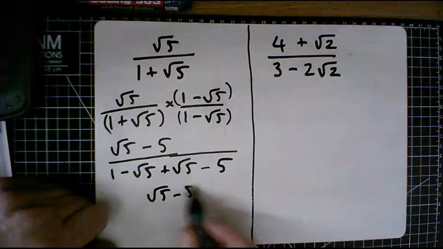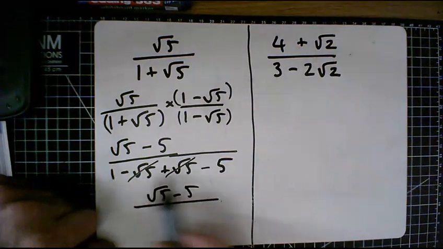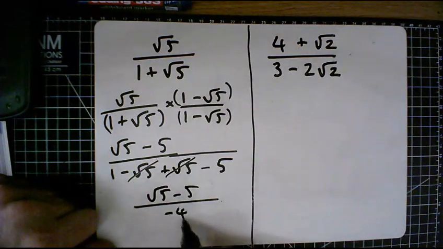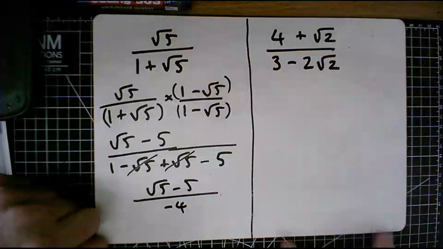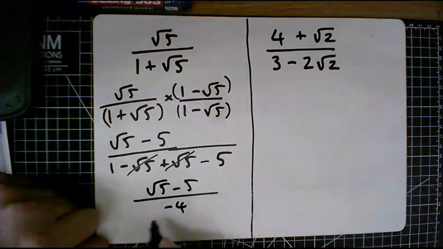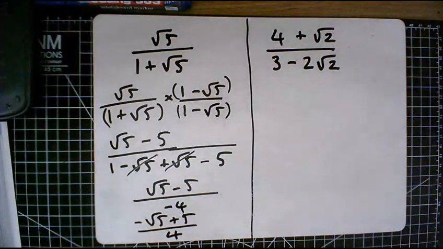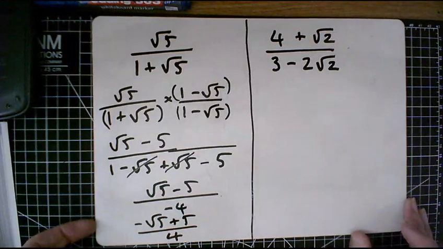square root of 5 take away 5 over, these cancel, and I've got 1 take away 5, which is negative 4. And I can rearrange this a little bit. If I divide by a negative 1, I would get negative square root of 5 plus 5 over 4. Okay, the next one.